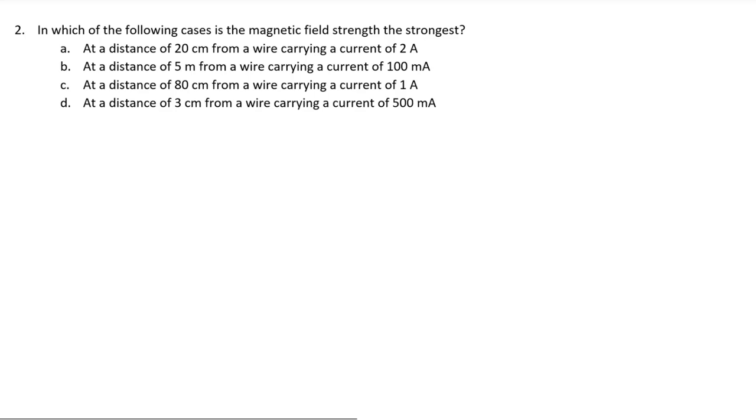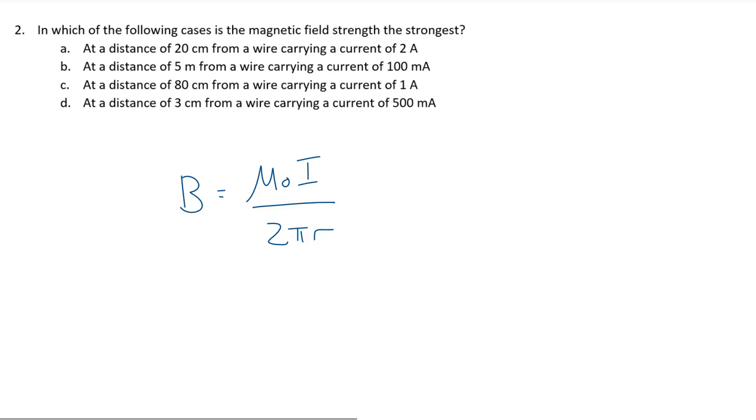Well, let us recall what the formula is for the magnetic field created by a straight wire. The magnetic field strength B is given as follows. It is equal to a constant mu0 multiplied by the current I divided by 2 pi multiplied by the distance from the wire, r.